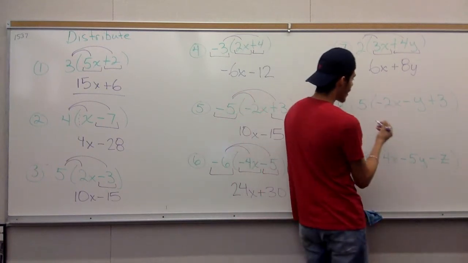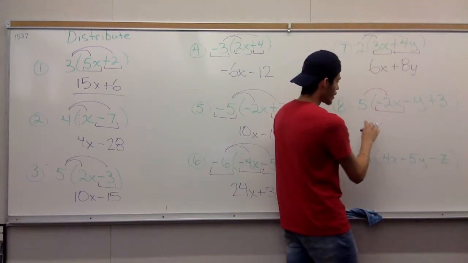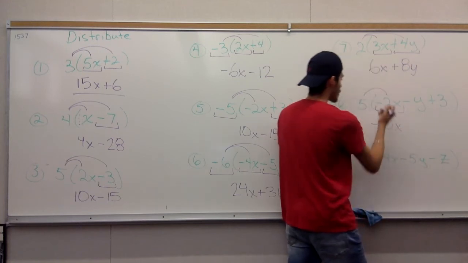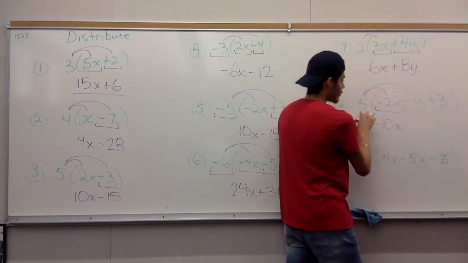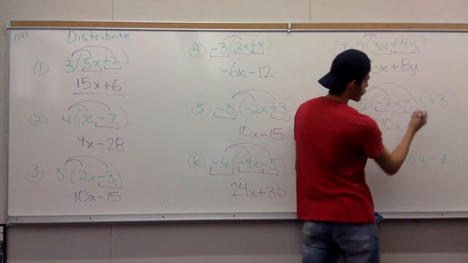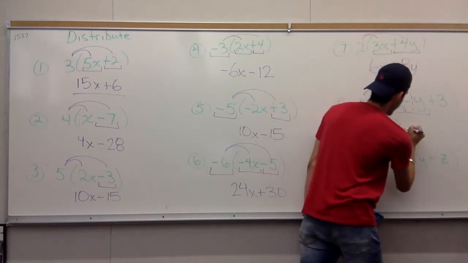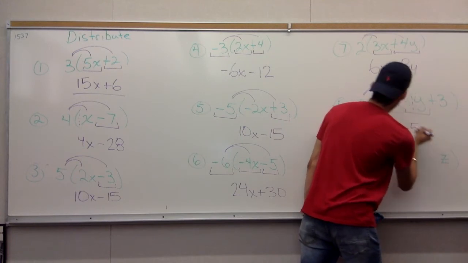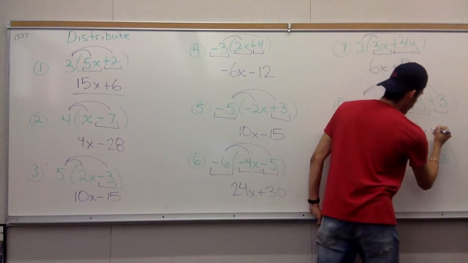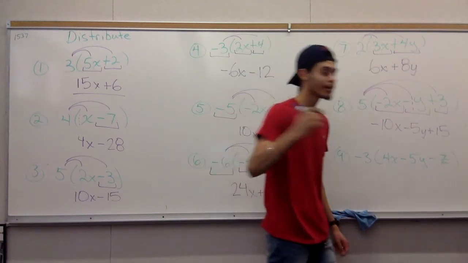So now for number 8, we have 5 times negative 2x. Don't forget about negative. 5 times negative 2x would give you negative 10x. Now for the next loop, 5 times negative y. Remember, if it's just a letter by itself, it's an imaginary 1. So 5 times negative 1y would give you negative 5y. Make the last loop. 5 times positive 3 just gives you 15. With the final answer of negative 10x minus 5y plus 15.